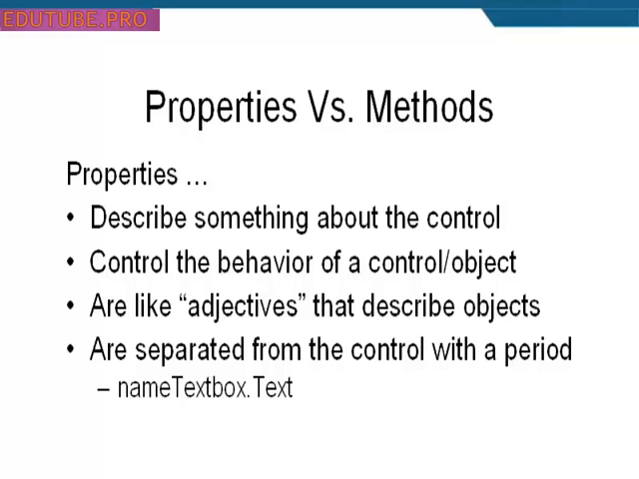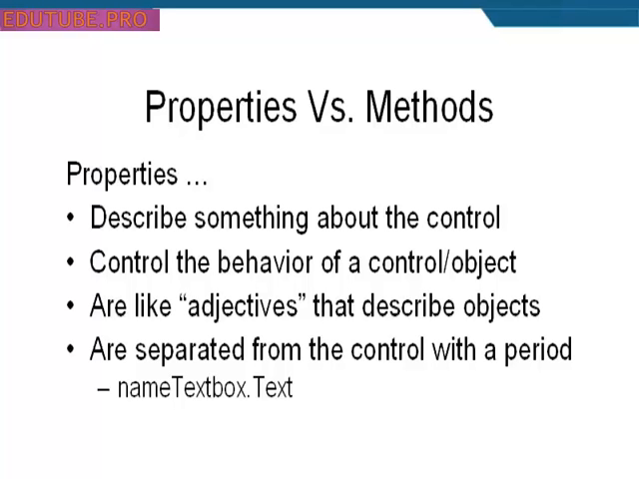You want to think of properties as if they are adjectives that will describe objects, much in the same manner as adjectives describe nouns in English. Properties are separated from the control with a period when writing them in code. For example, name textbox.text. The control is name textbox, and the text is the property.